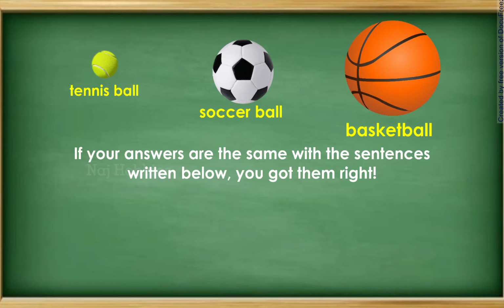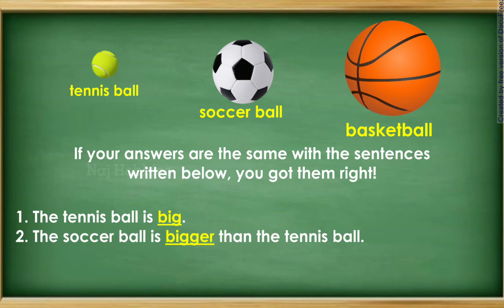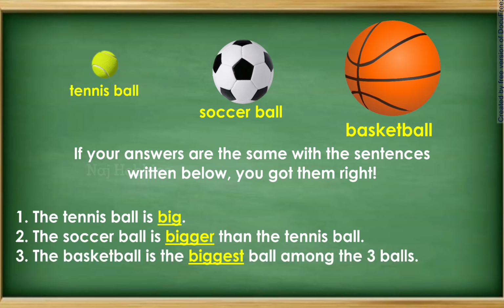If your answers are the same with the sentences written below, you got them right. Number 1. The tennis ball is big. Number 2. The soccer ball is bigger than the tennis ball. Number 3. The basketball is the biggest ball among the 3 balls. The adjectives used are big, bigger, biggest.